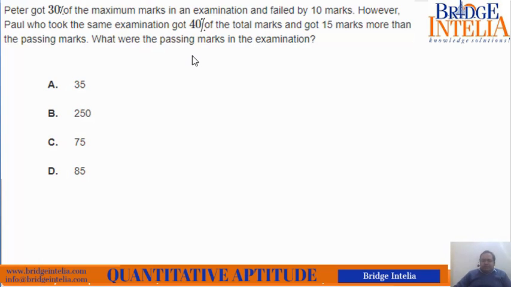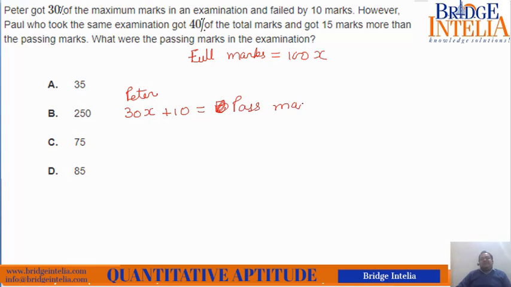So let's assume the full marks to be equal to 100x. So as per this question, Peter got 30% of the maximum marks. So this is the maximum marks. So Peter, he scored 30x, and what? He failed by 10 marks. So he failed by 10 marks. That means he could not achieve the pass marks. So plus 10, had he achieved 10 more marks, his marks would have become equal to the pass marks, because he has failed.